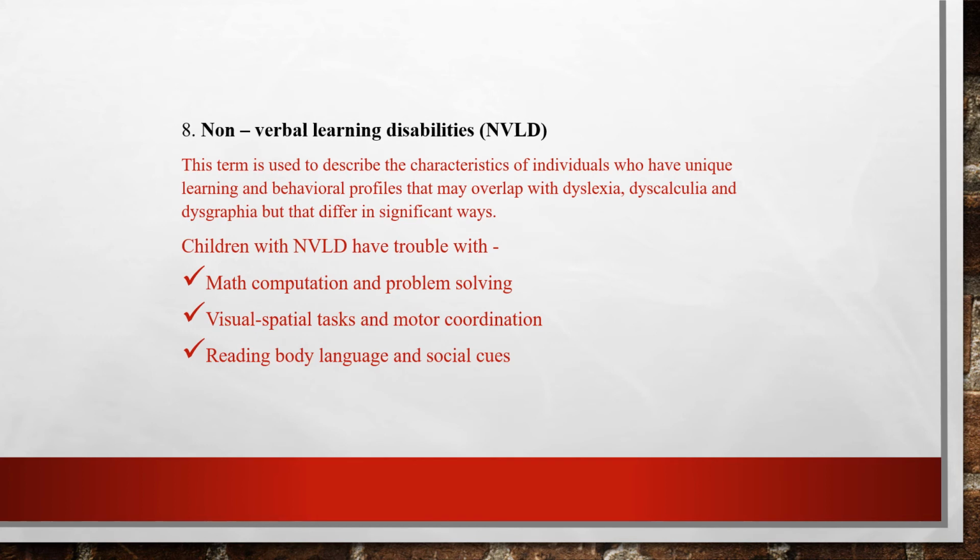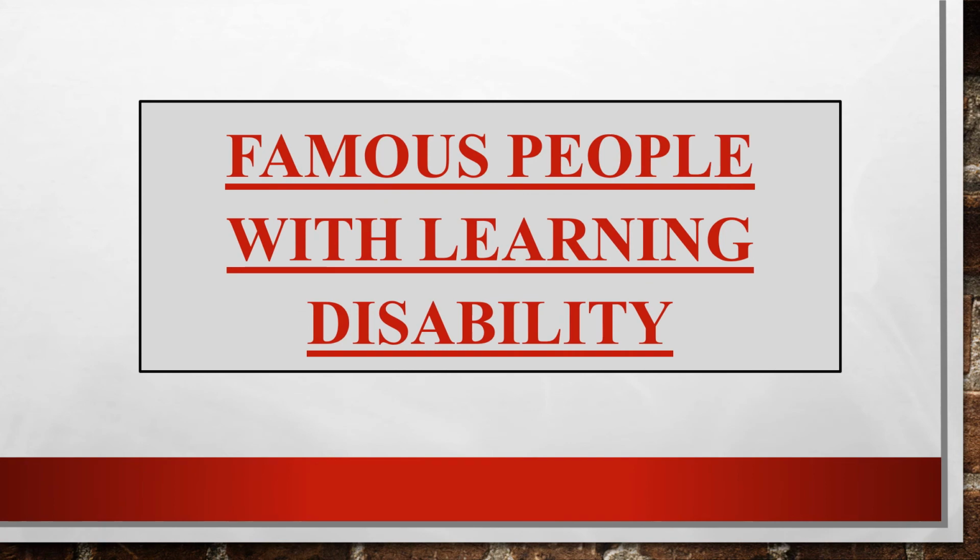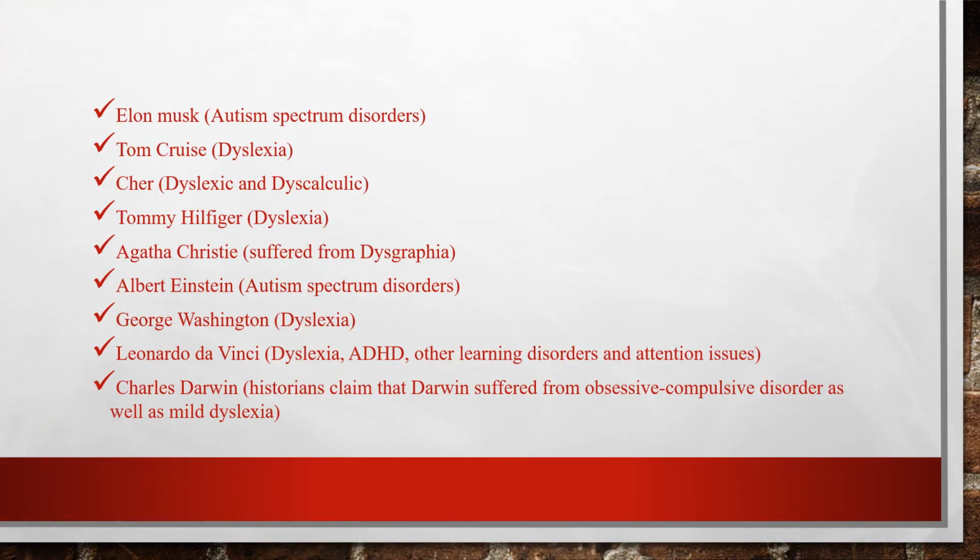Famous people with learning disability: Elon Musk, autism spectrum disorder; Tom Cruise, dyslexia; Cher, dyslexic and dyscalculic; Agatha Christie, suffered from dysgraphia; Albert Einstein, autism spectrum disorder; George Washington, dyslexia; Leonardo da Vinci, dyslexia, ADHD, other learning disorders and attention issues; Charles Darwin. Historians claim that Darwin suffered from obsessive compulsive disorder as well as mild dyslexia.